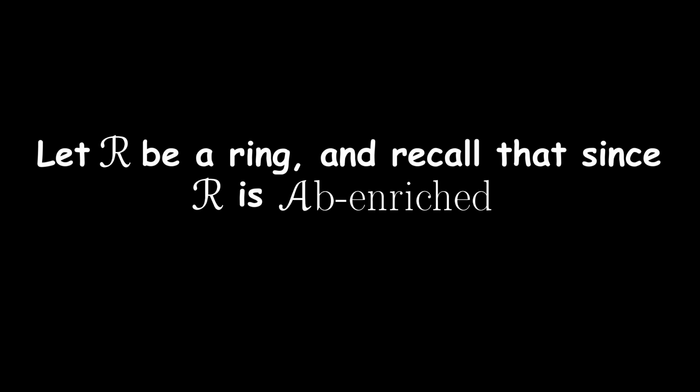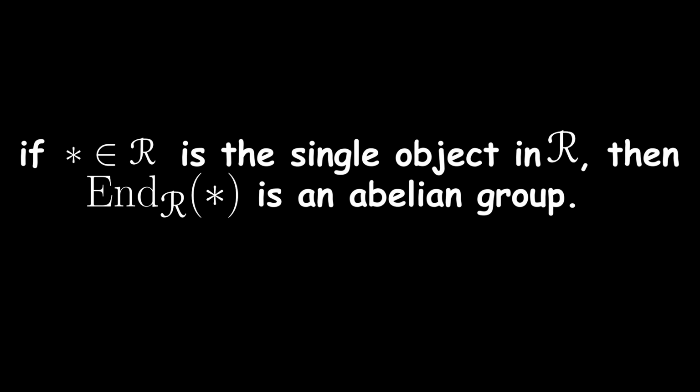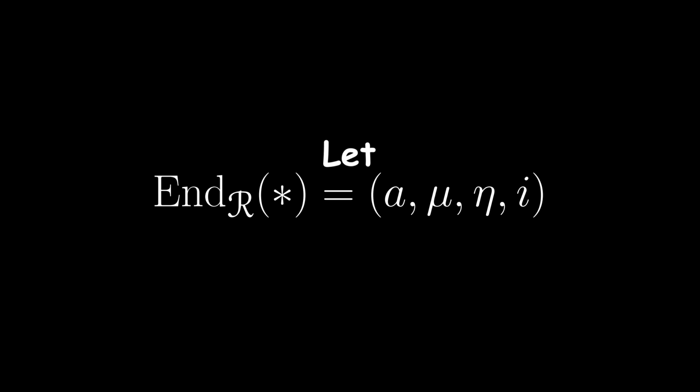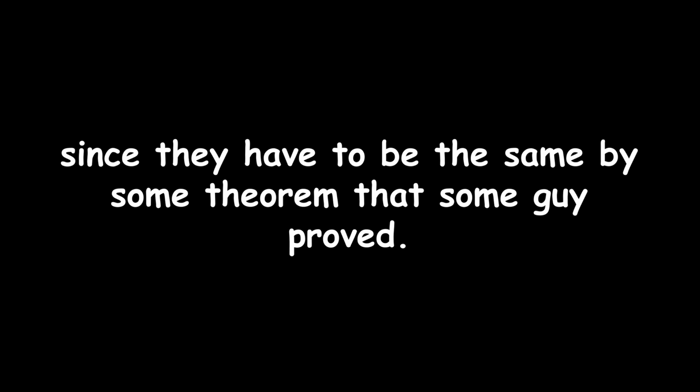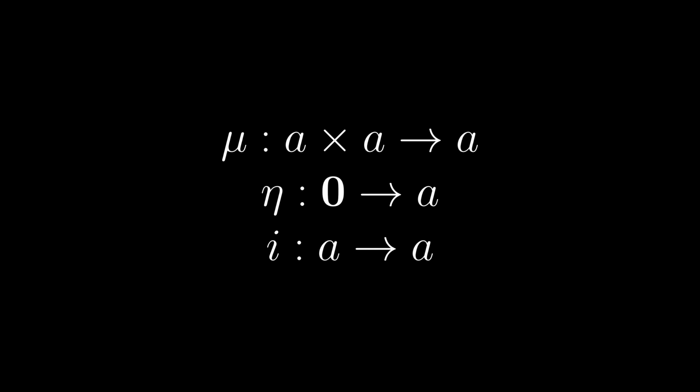We are now prepared to define 0. Let R be a ring, and recall that since R is Ab-enriched, if star in R is a single object in R, then End_R of star is an abelian group. Let End_R of star be the abelian group A, mu, eta, I, where we are without loss of generality taking the morphisms that make it an abelian group to be the same as the ones that make it a group, since they have to be the same by some theorem that some guy proved. For mu from A cross A to A, eta from 0 bold to A, and I from A to A, the morphisms of groups defining A as a group object in Group.